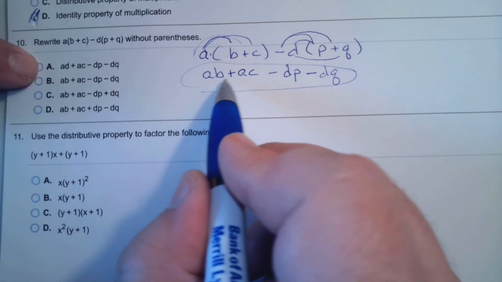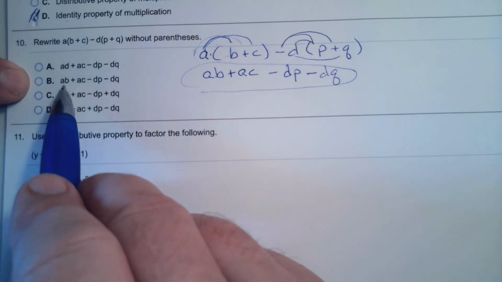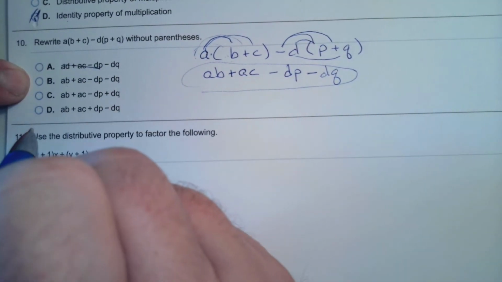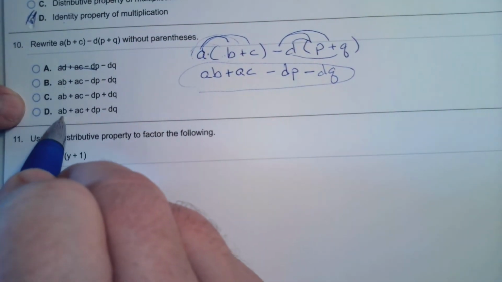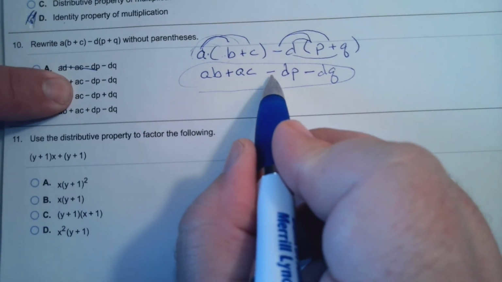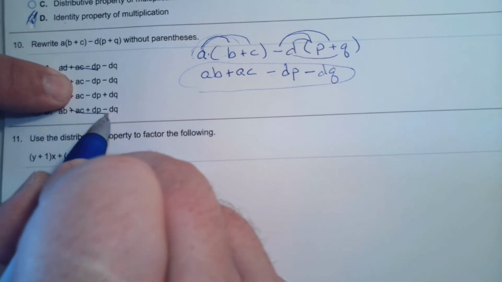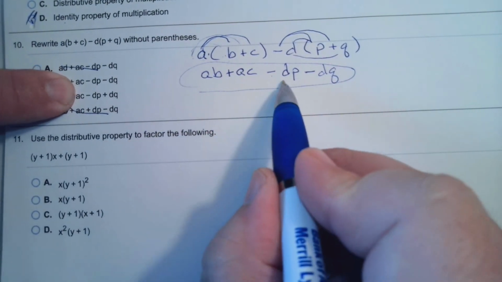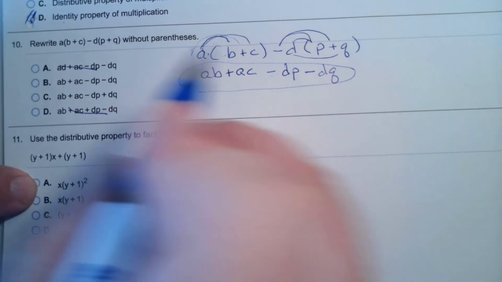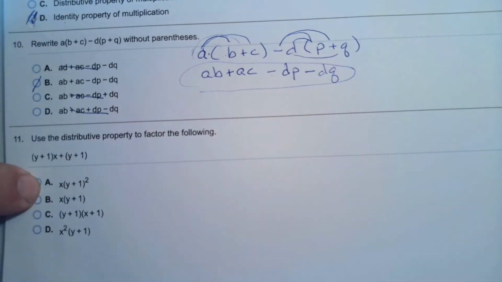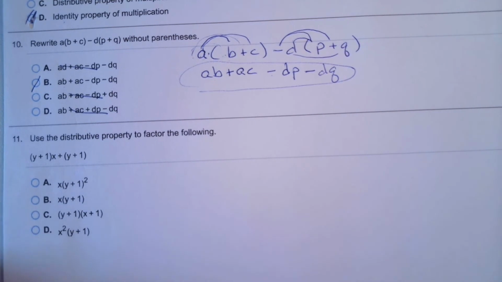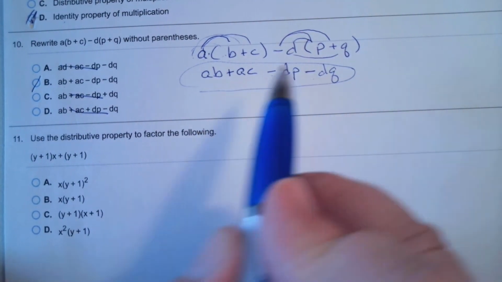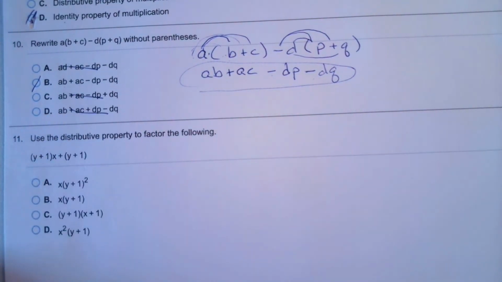So I'm looking for AB plus AC. AB plus, so that's not it. AB plus AC, AB plus AC. So far so good. Minus, this one can't be, it has a plus. DP minus DQ. So it has to be B, because it has plus, minus, minus.